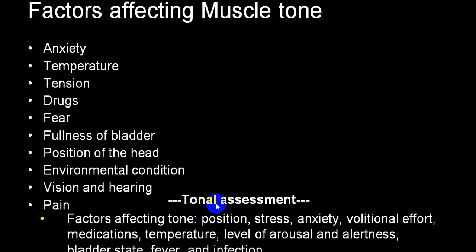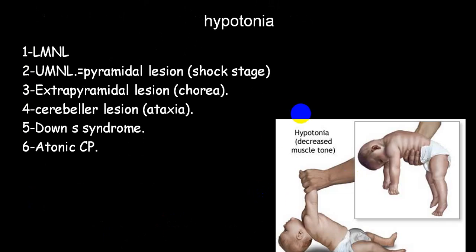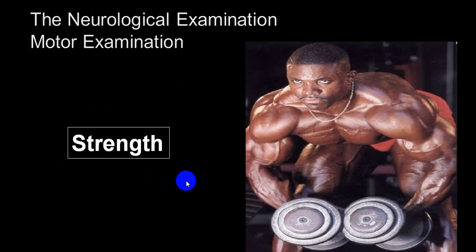Usually tone will be affected by stress, anxiety, certain medication, quite common. So that should be kept in mind. But it will be all muscles, not one muscle. Hypotonia will be very common in case of a lower motor neuron palsy. But in an acute neurological shock stage, also tone will be reduced. Some of the chorea conditions, cerebellar damage, Down syndrome, and atonic cerebral palsy, also you can have hypotonia.